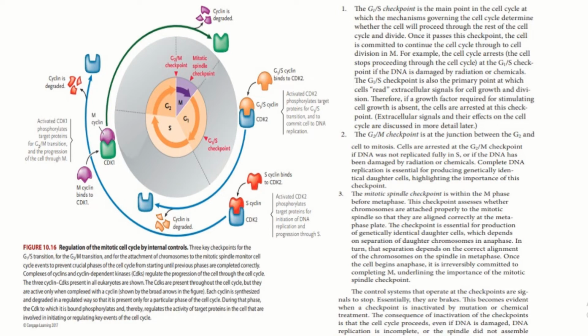The mitotic spindle checkpoint is within the M phase. Before metaphase, this checkpoint assesses whether chromosomes are attached properly to the mitotic spindle so that they are aligned correctly at the metaphase plate. The checkpoint is essential for production of genetically identical daughter cells, which depends on separation of the daughter chromosomes in anaphase. In turn, the separation depends on the correct alignment of chromosomes on the spindle in metaphase. Once the cell begins anaphase, it is irreversibly committed to completing the mitotic phase, underlining the importance of the mitotic spindle checkpoint.